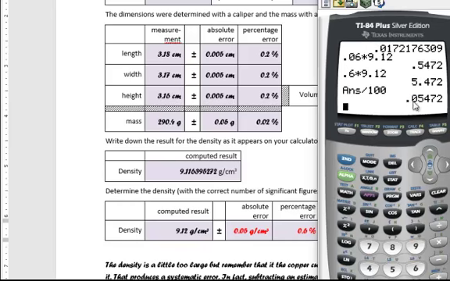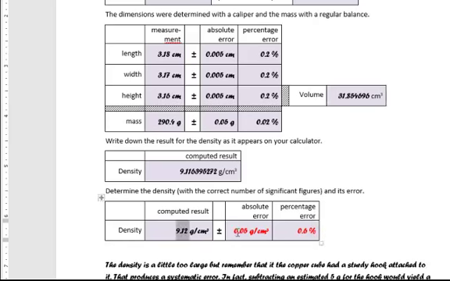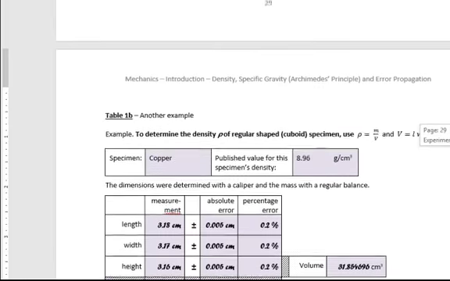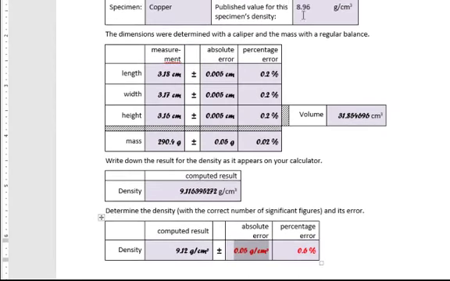So there we go. I come up with a rounded 0.05 grams per cubic centimeter, and that's the error that you see here. So it is 9.12 plus or minus 0.05. That still doesn't quite fit the published density for copper, which is 8.96. But remember, there was this hook attached to it on the top.